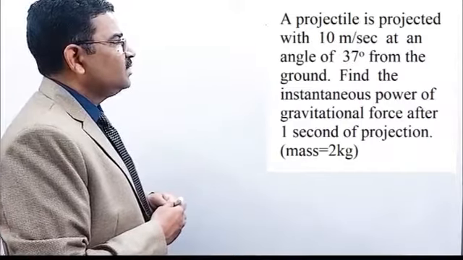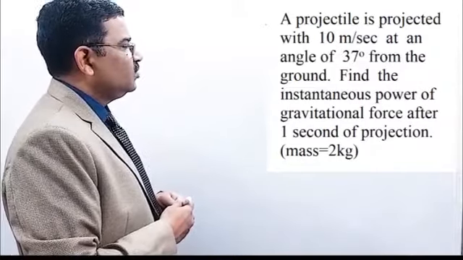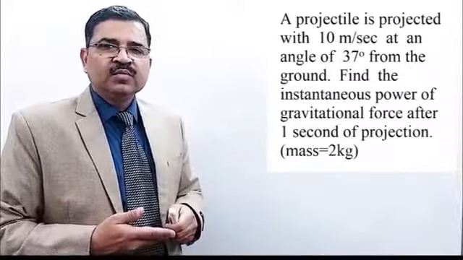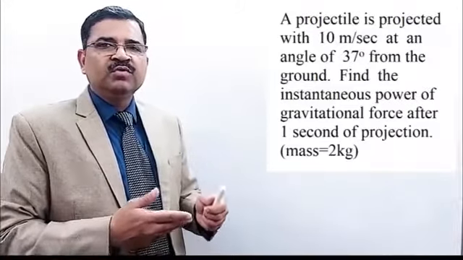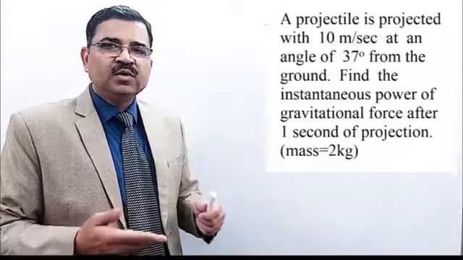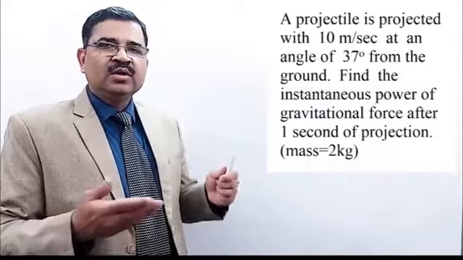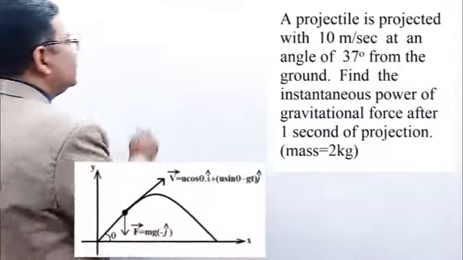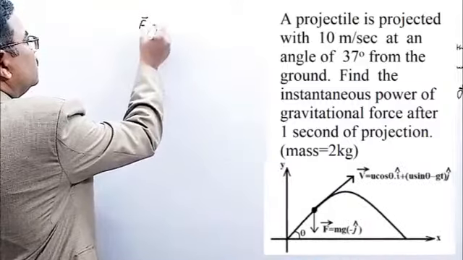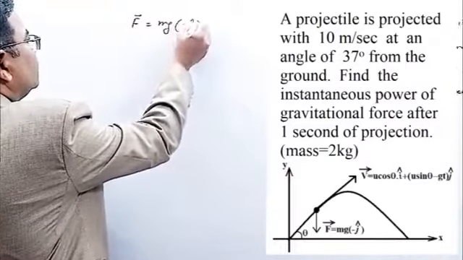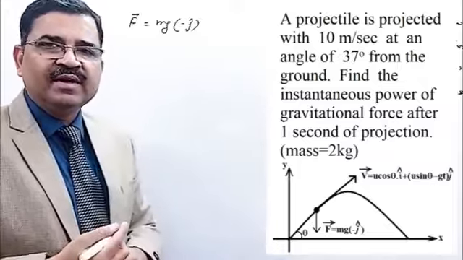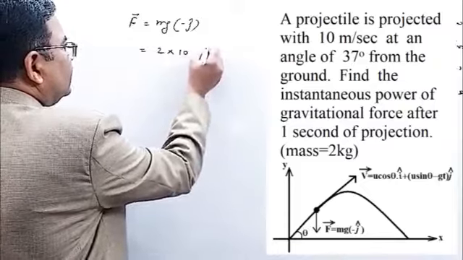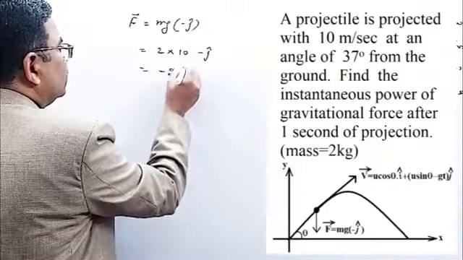Now students, let us consider this question: a projectile is projected with 10 meter per second at an angle of 37 degree from the ground. Find the instantaneous power of gravitational force after 1 second of projection. Now because instantaneous power is needed, after 1 second I require the dot product of the force and its velocity. Now what is force after 1 second? So my dear students, on a projectile the force always remains the same, and that is mg. So I can say that the value of the force is mg, and I will put minus j because it is along the negative y direction. So the mass is given as 2 kg, gravity is 10 and minus j, so this becomes minus 20 j.